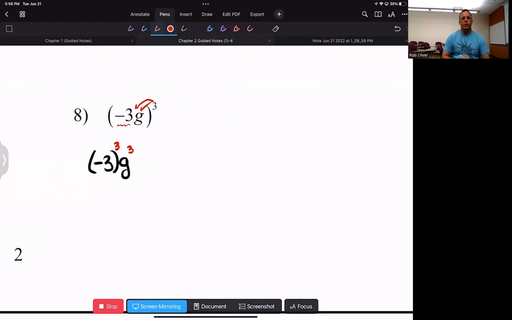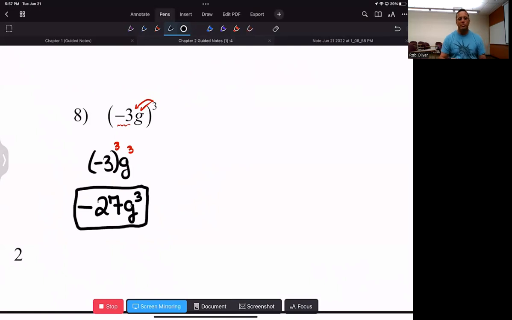When you look at it that way, it's more noticeable that you have an odd power. The 3 is odd, and you have a negative base. So if it's an odd power and a negative base, that means it's going to be negative. So it's going to be -27, because that's what 3 times 3 times 3 is. -27 g cubed. And that's all you can do with number 8.